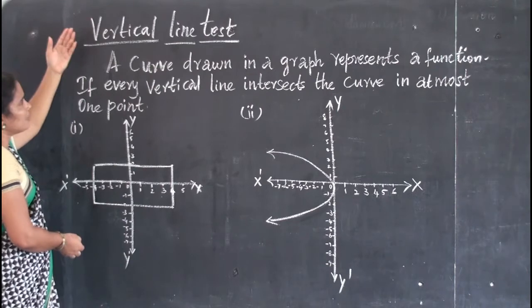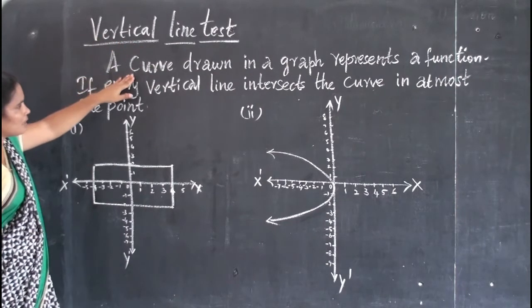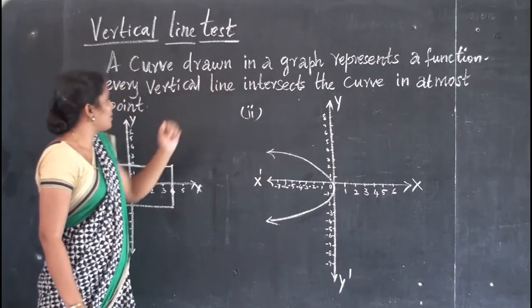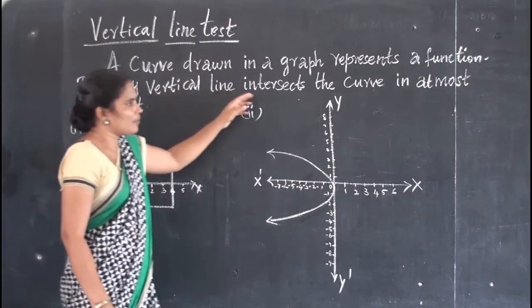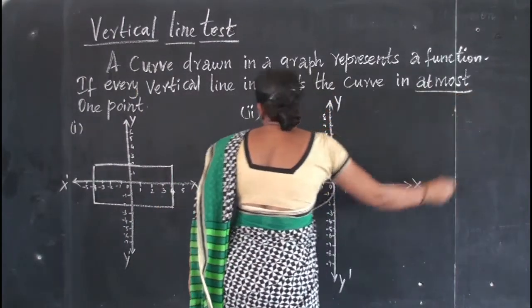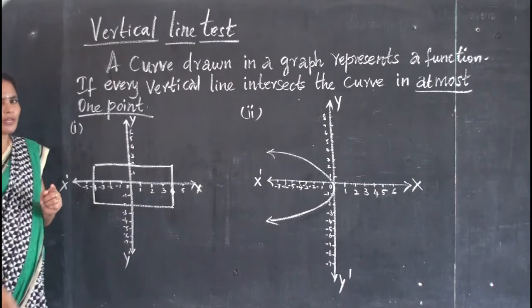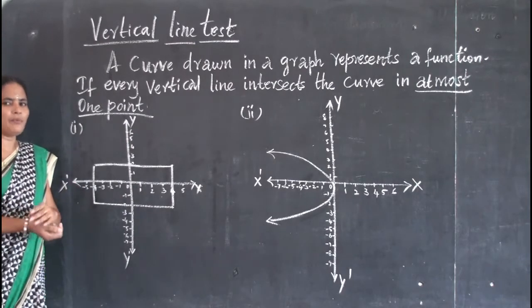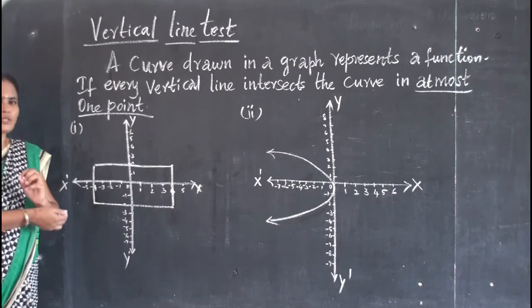So let us go with the vertical line test. In the vertical line test, a curve drawn in a graph represents a function if every vertical line intersects the curve at most at one point. It must intersect at only one point. If it intersects at only one point, it is a function. If it is more than one point, it is not a function.